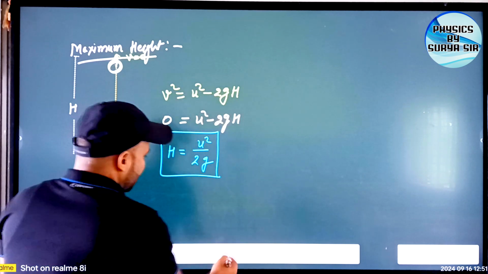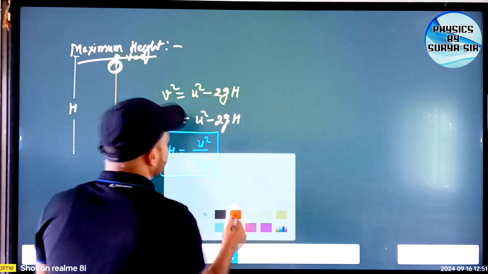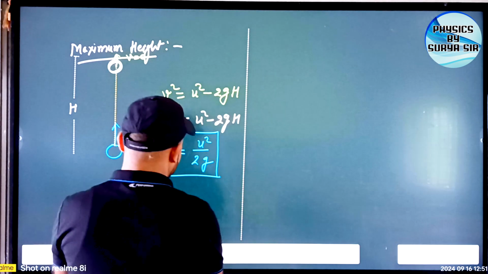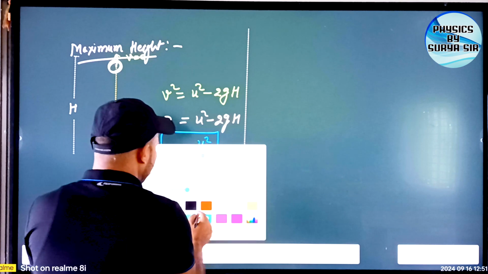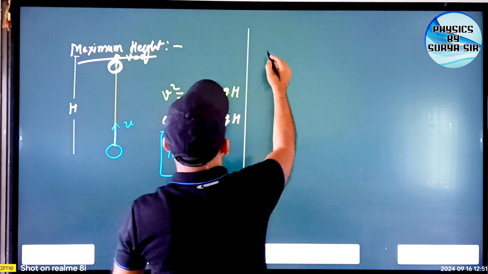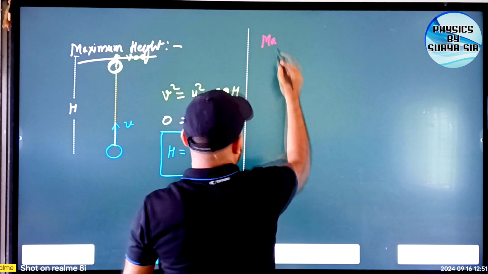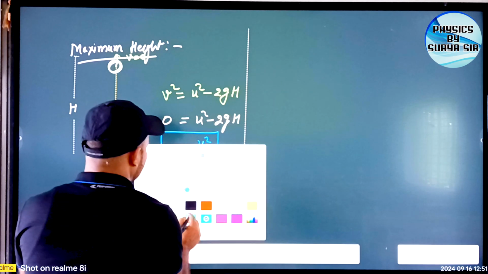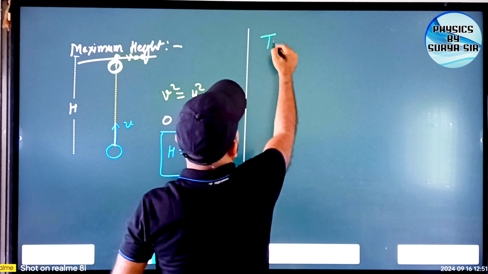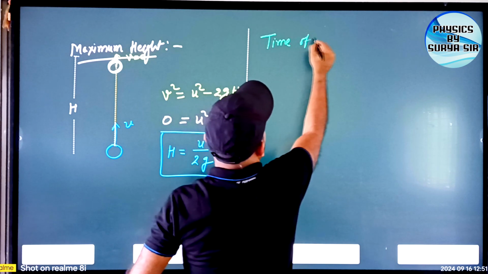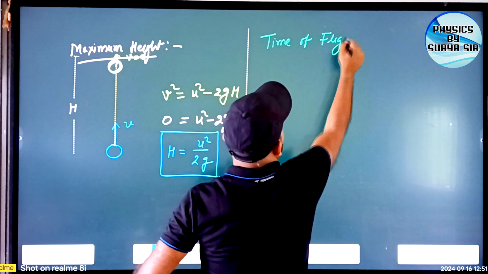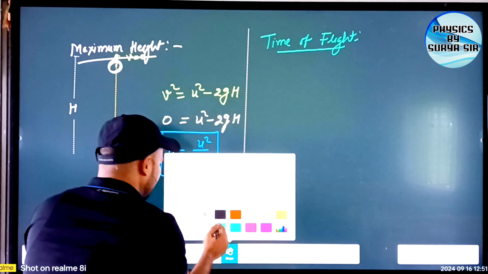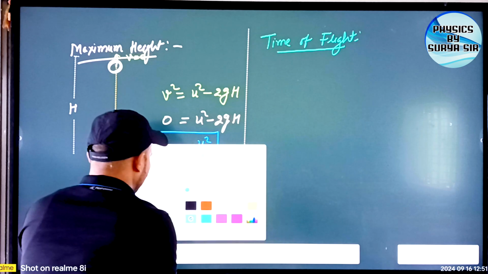Clear? Now time of flight. How can we calculate the time of flight of any object which is moving with some initial velocity? We are going to derive the time of flight. So we are taking the same example.